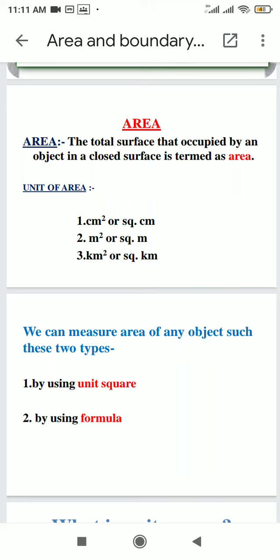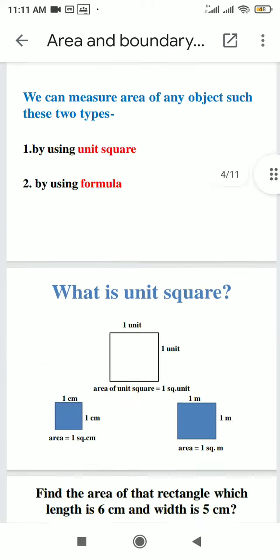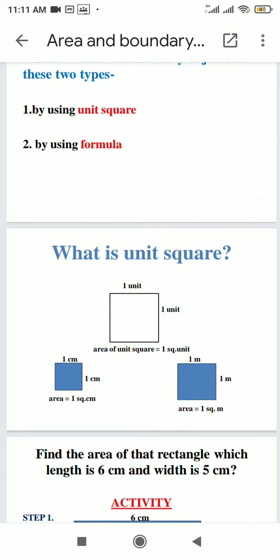Area: the total surface occupied by an object in a closed surface is termed as area. We can measure the area of any object of these two types by using a unit square, or by using a formula. What is a unit square? The area of a unit square is equal to 1 square unit.